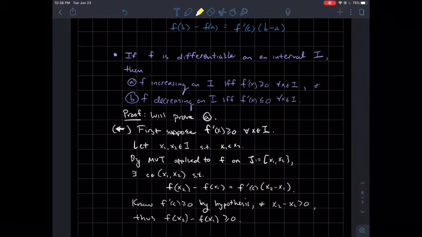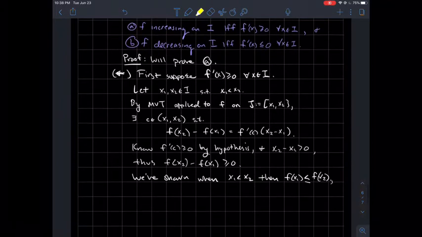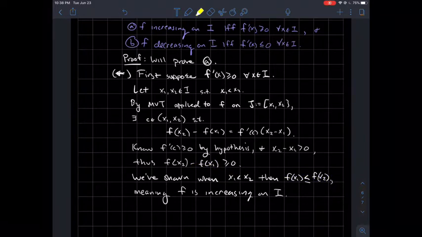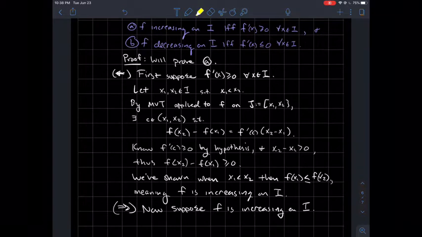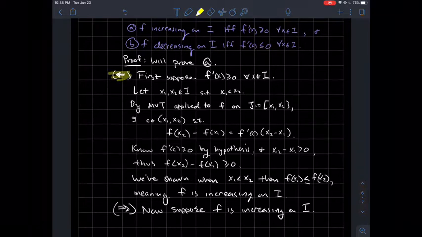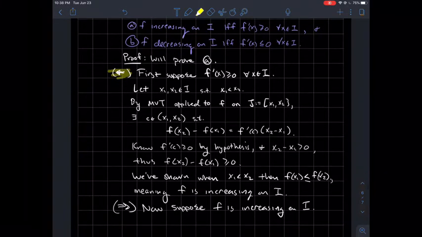So therefore, what can we say? This is a non-negative number times a positive number, therefore I can at least say it's non-negative. And why is that cool? Well, because I could rearrange that. If I add this to the other side, I get that f of x2 is bigger than or equal to f of x1. And the idea is that worked for any x1 and x2 in my interval, therefore my function is increasing on this interval I. So again, the mean value theorem was important to establish the only if part of this if and only if.